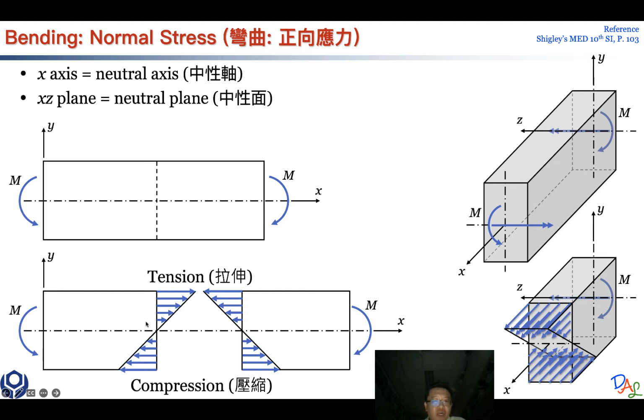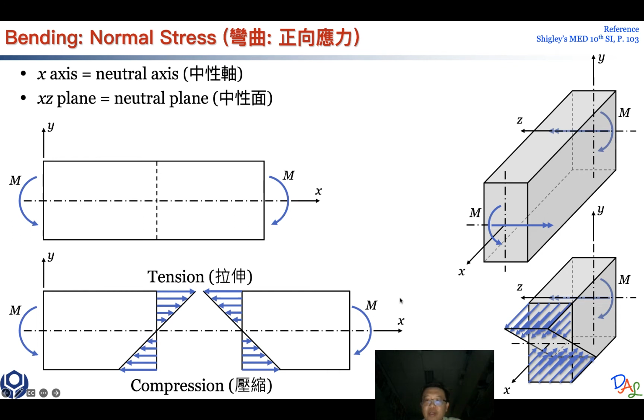Okay, so if there's no deformation on the neutral axis, that means there's no stress, no force, and that's why if you visualize the middle, there's no force right here. At the very top, it has the largest tension force, and at the bottom, it has the largest compression force. Okay, so if you try to visualize it in a 3D way, it's like this.